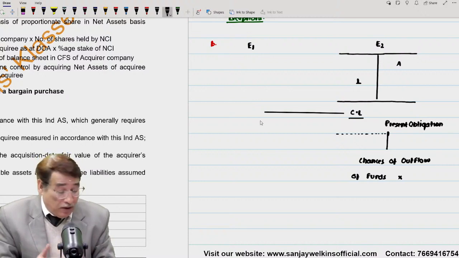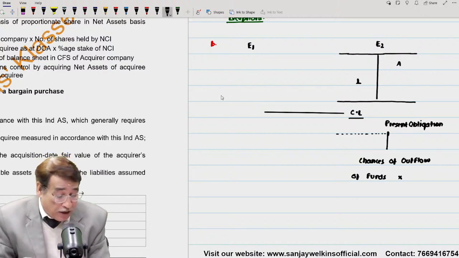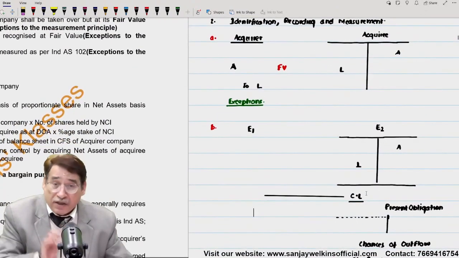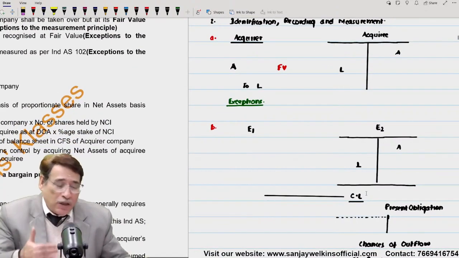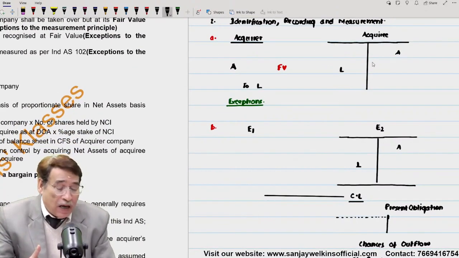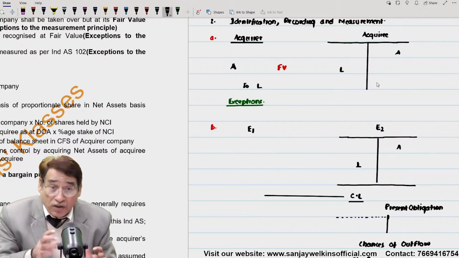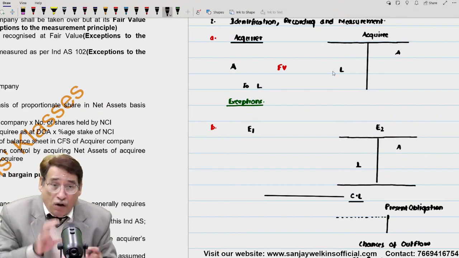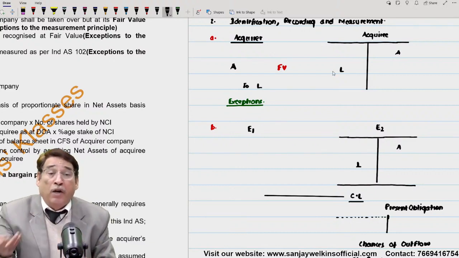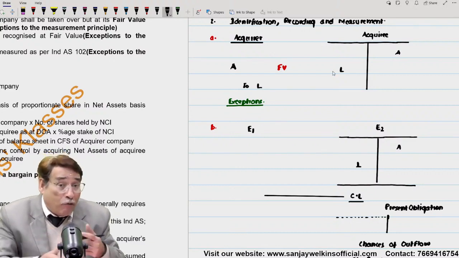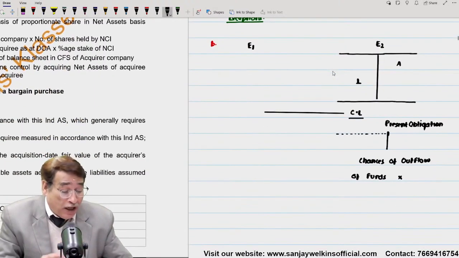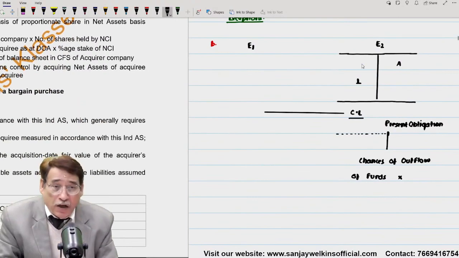Provided. See here, first of all, let me actually write here. Let me also explain to you that it is an exception. The general principle is that all the assets and liabilities which are appearing in the balance sheet of the acquiring company will be recorded and recorded at fair value. But now we are violating this. We are going against this principle because we are recording an item which is not appearing in the balance sheet.